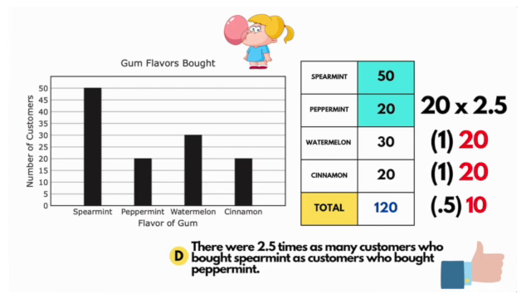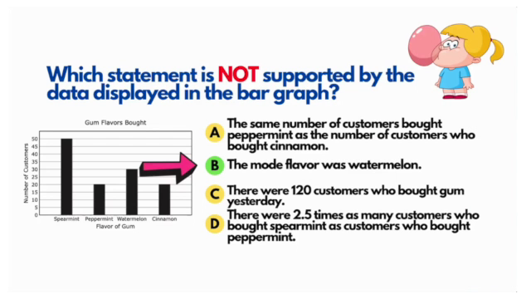Creating a table is such a fantastic way to see all this. So finally, which statement is not supported by the data displayed in the bar graph? B, the mode flavor was watermelon.